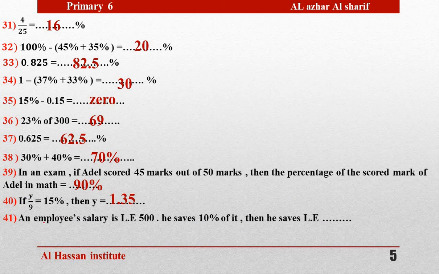Next, an employee's salary is 500 pounds. He saves 10% of it. Then he saves what? Saves space. So to solve this, times 500 by 10%. 10% means 10 over 100 times 500. Cancel 2 zeros with 2 zeros. 10 times 5 equals 50. He saved 50 pounds.